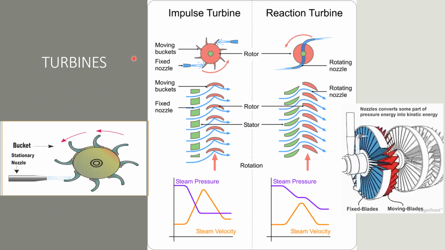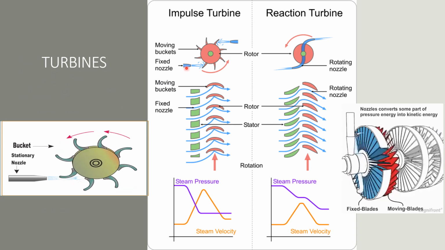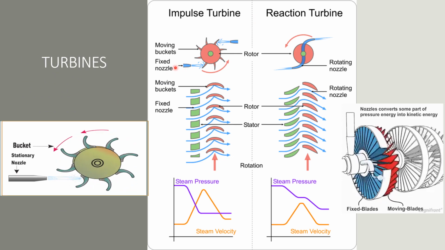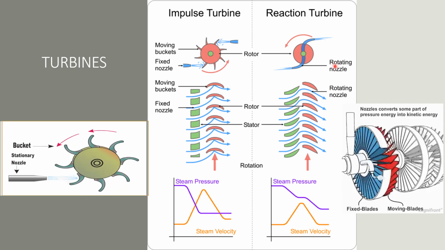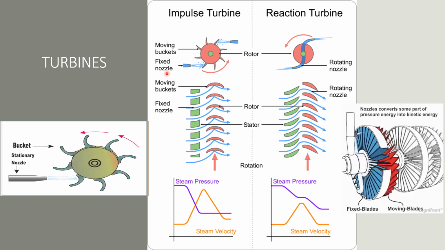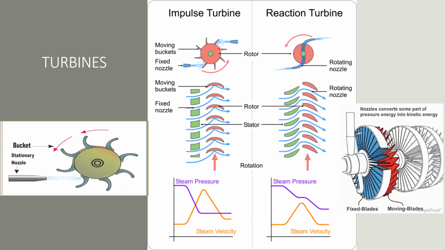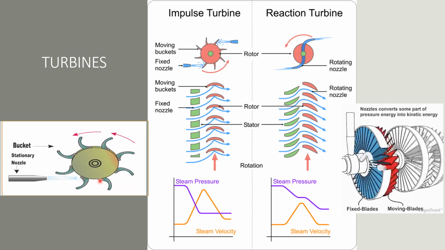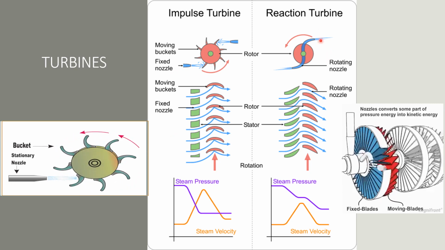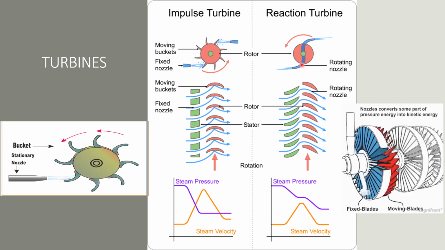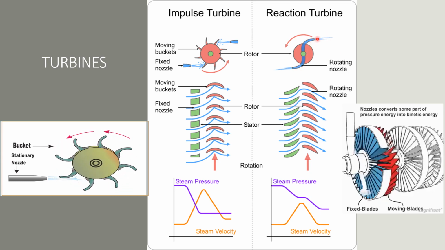So now we'll be discussing turbines. Turbines are of two types: impulse turbines and reaction turbines. In an impulse turbine we have fixed nozzles and moving buckets, and in a reaction turbine we have rotating nozzles. In an impulse turbine, water hits the rotor, and the buckets fitted on the rotor make it rotate after we exert force through the nozzle. In a reaction turbine, the rotating nozzle is fixed on the rotor, so that force is exerted when water is released from the nozzles.